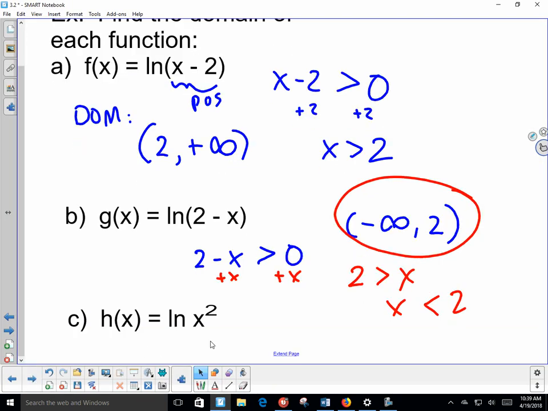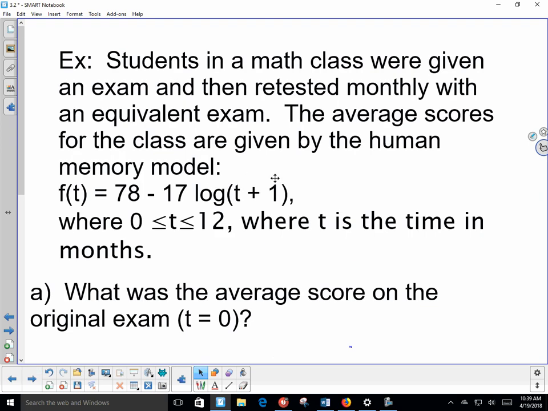I'm going to skip to this example just really quickly. Students in a math class were given an exam and then retested monthly with an equivalent exam. The average scores for the class are given by the human memory model, which is a logarithmic function: 78 minus 17 times log of t plus 1, where t is between 0 and 12 and is the time in months. Are their scores going to get better? They're going to start losing what they learned, so the scores are actually going to start dropping.